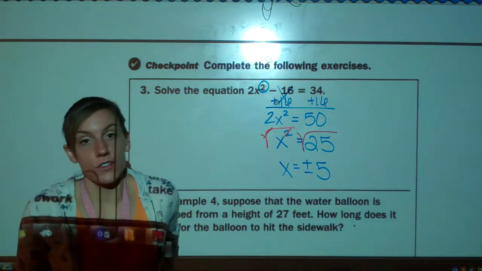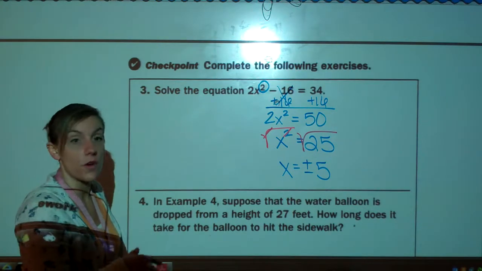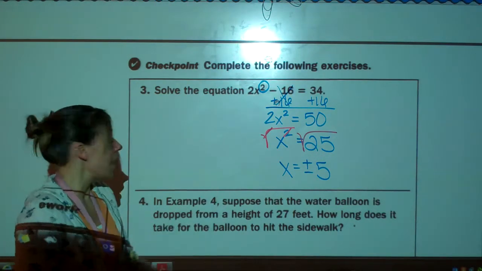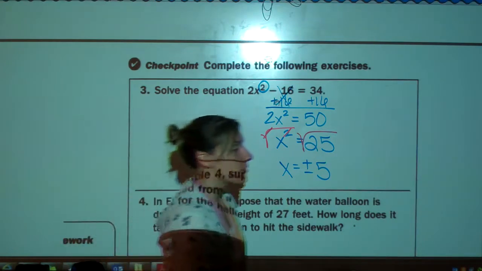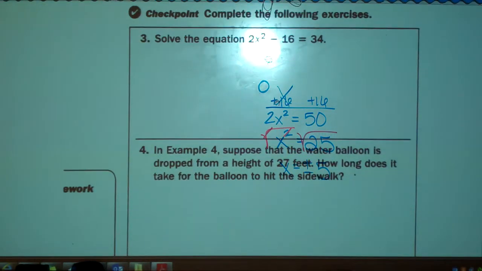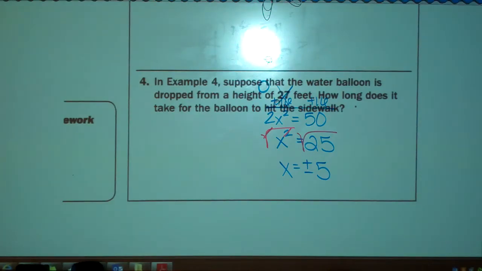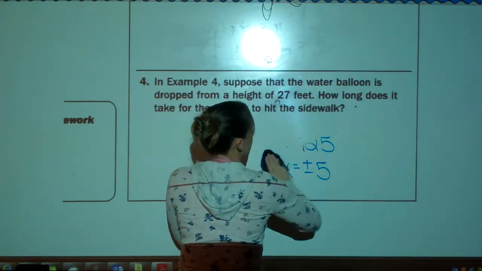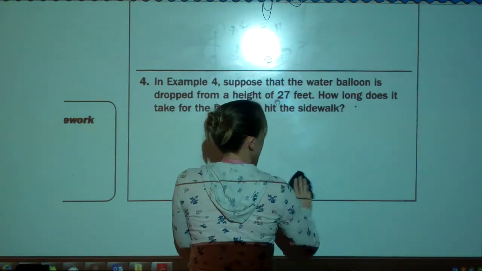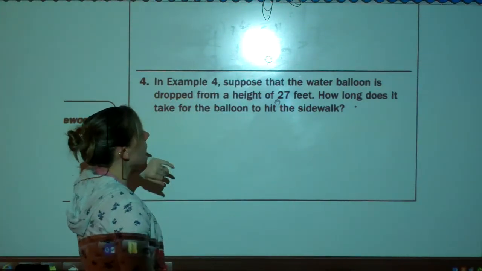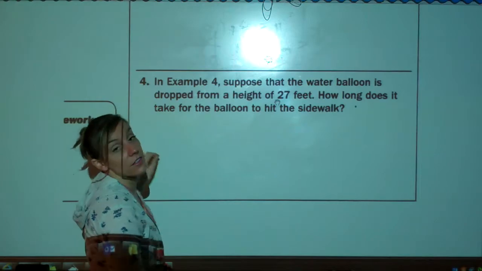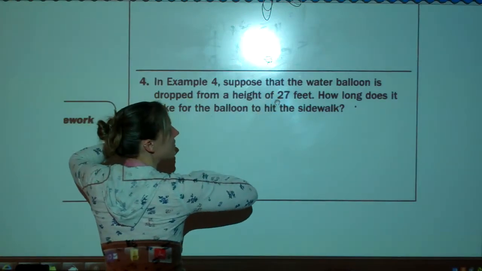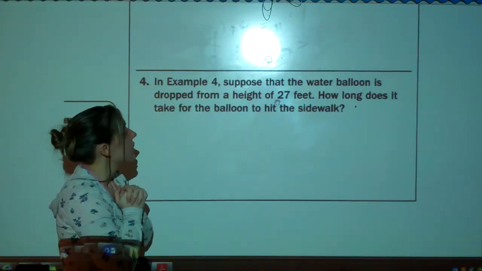Then the next problem actually refers to example 4 on the other page, where instead of a height of 59, now we just do a height of 27, okay? So let me scroll that. Okay. Alright, so it says to go back to example 4. Suppose that the water balloon, oh my goodness, it's early in the morning. Balloon is dropped from a height of 27 feet. How long does it take for the balloon to hit the sidewalk?